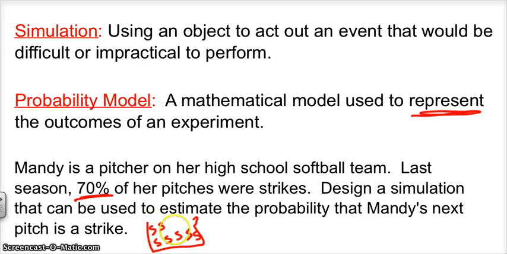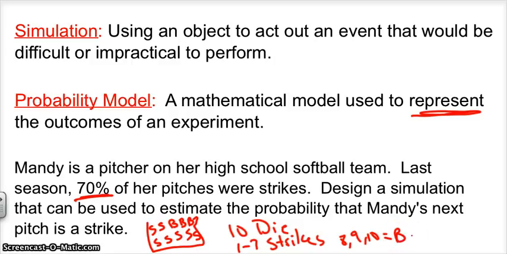All those S's would represent strikes, and then the B's would represent the balls, or you could make it a 10-sided die where 1 through 7 would be strikes, and then 8, 9, and 10 would be balls. Any model that you would make would have to have 70% strikes and 30% balls.